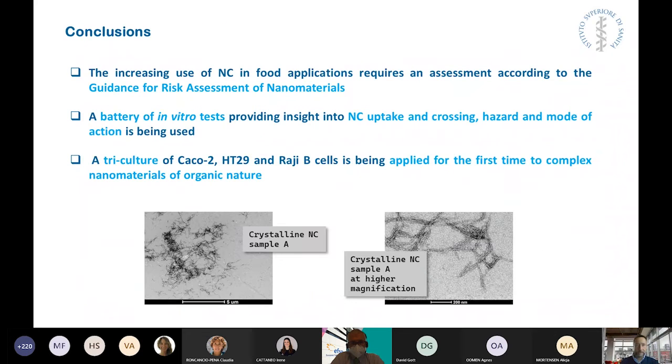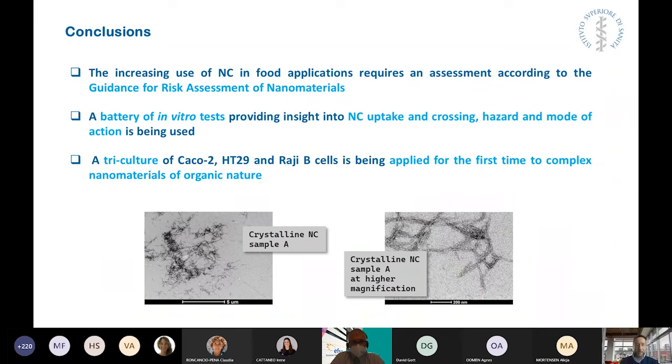So to conclude, I hope I was able to show that the increasing use of nanocellulose in food applications requires an assessment according to the guidance for risk assessment of nanomaterials, and that a battery of in vitro tests providing insight into nanocellulose uptake and crossing, hazard, and mode of action is being used.